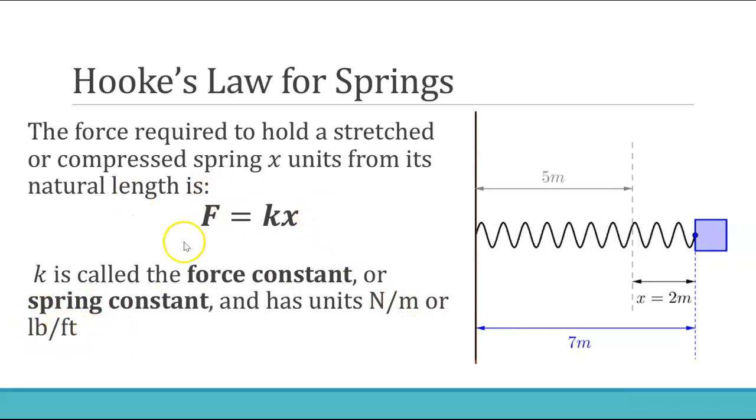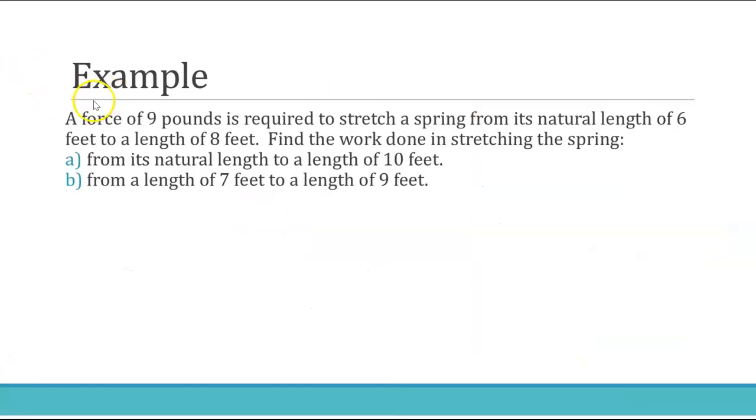So here we have force that is not constant. Force is linear with a slope of some k. Let's look at an example. A force of 9 pounds is required to stretch a spring from its natural length of 6 feet to a length of 8 feet. Find the work done in stretching the spring, A, from its natural length to a length of 10 feet, and B, from a length of 7 feet to a length of 9 feet.